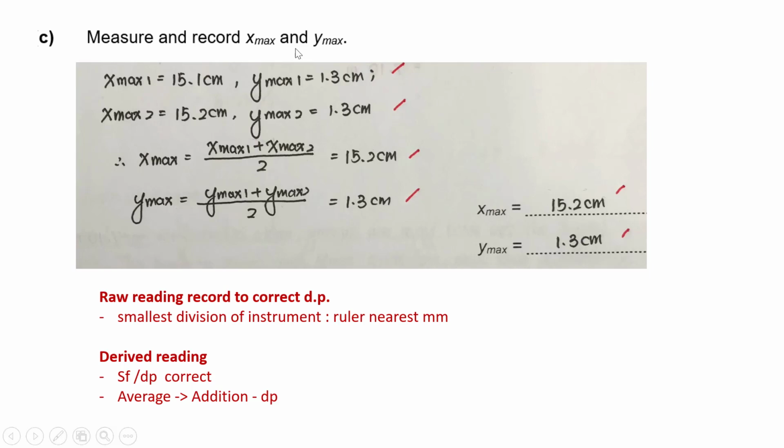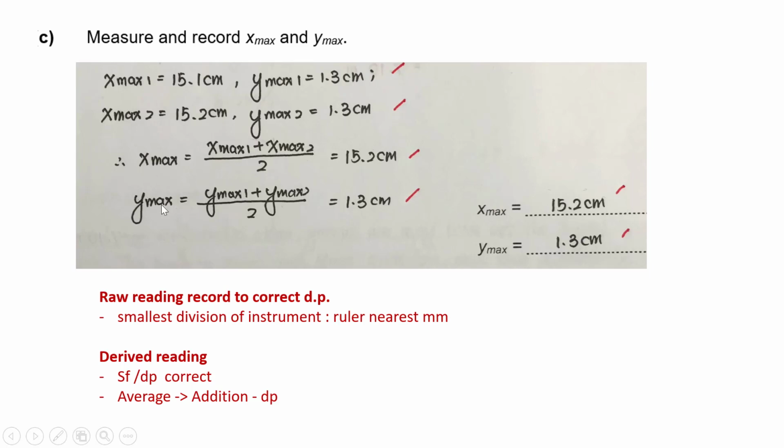So once you've done that, this is the way to record. I will have two sets of values and then I would find the average. Now the raw readings are again measured to the nearest millimeter because they're measured using a ruler. So that would be one of the marking points.